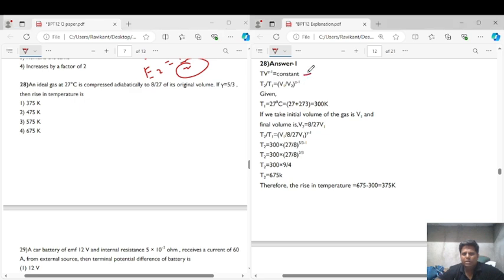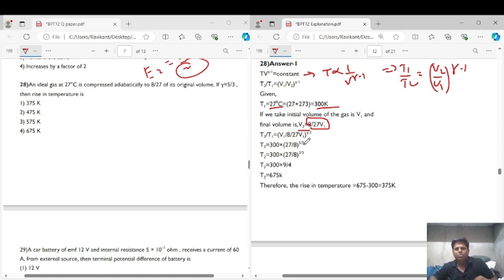Why? Because from here we can say that T is inversely proportional to V raised to the power of gamma minus 1. So T1 upon T2 is equals to V2 upon V1 whole raised to the power of gamma minus 1, right? So we have T1 as 27 degrees centigrade, so in Kelvin it will be 300 Kelvin. Now if we take the initial volume of the gas as V1 and the final volume is V2, so V2 will be equals to 8 by 27 of V1 as given in the question, right?